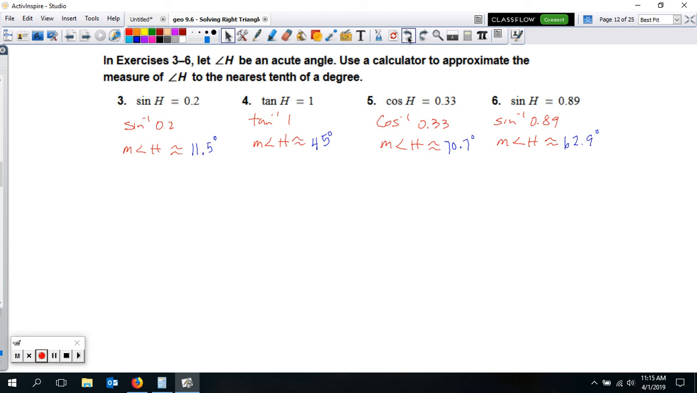So that's just learning how to actually use the calculator to calculate the inverse and figure out what the angle measures are, if you're given what the ratio would be. So this is the ratio. The sine, which would be opposite over hypotenuse, would be 0.89 as you do that. And so then you could figure out what the measure of the angle is.